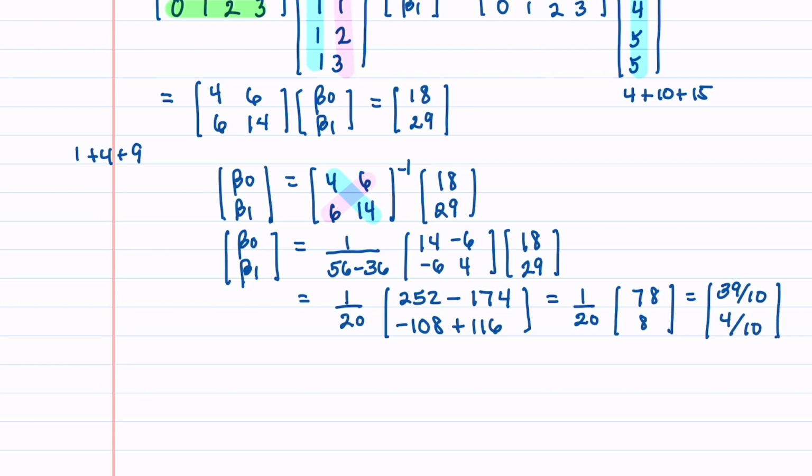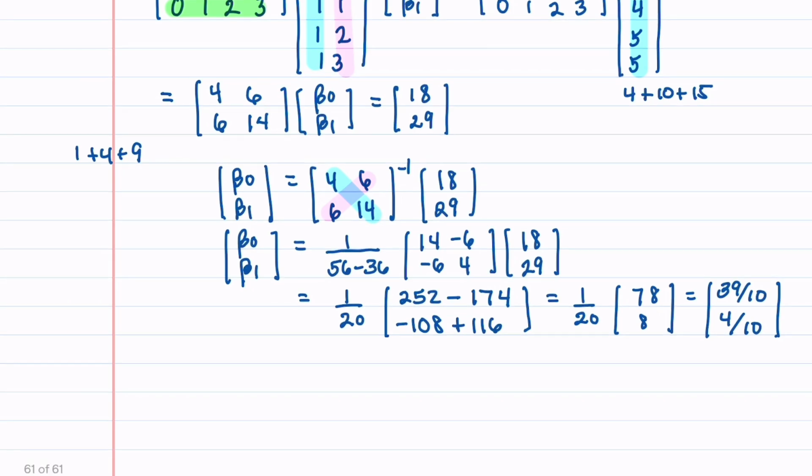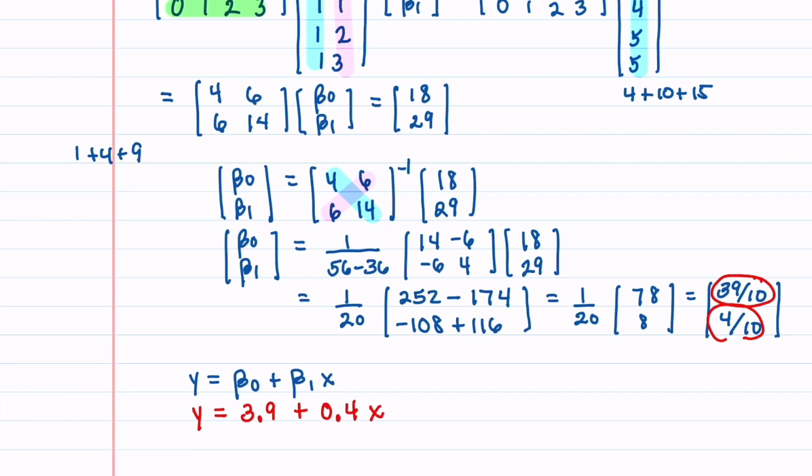Now our last step is to write our line of best fit. So our line of best fit was y equals beta 0 plus beta 1 times x, and we just found what those values are. We can write our final answer as y equals beta 0, which I'm going to write as 3.9, plus beta 1, which I'm going to write as 0.4 times x. So that is what we call our line of best fit, and that's the line that comes the closest to passing through all 4 of those data points.